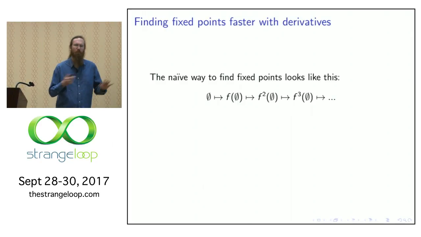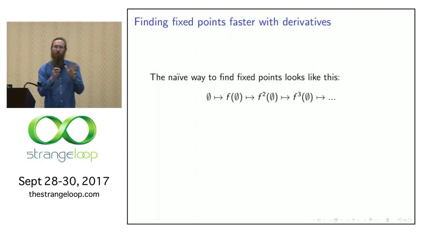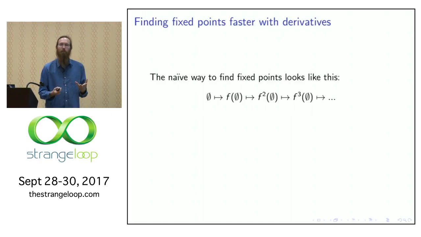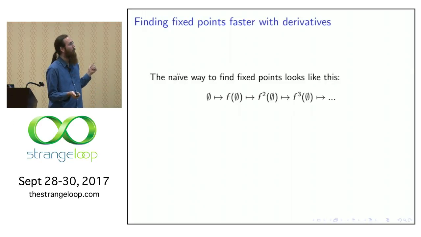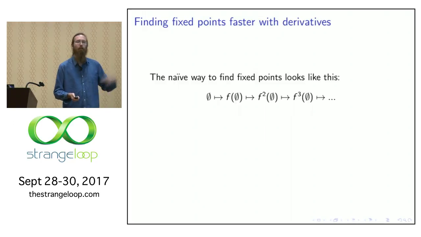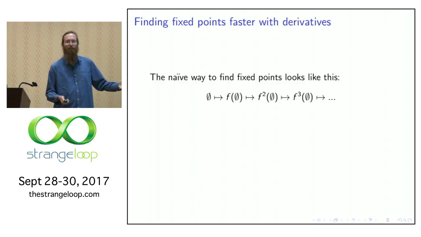So how does this help us find fixed points faster? Because I promised you this would help us find fixed points faster, help us solve Datalog queries faster, which turn out to be just fixed points. So the normal way to find a fixed point looks like this. You start with the empty set. You apply your function. You apply your function again. You apply your function again. You keep doing it until you hit a fixed point.